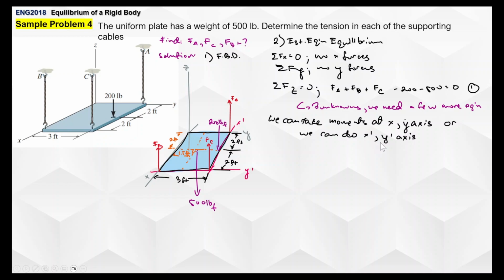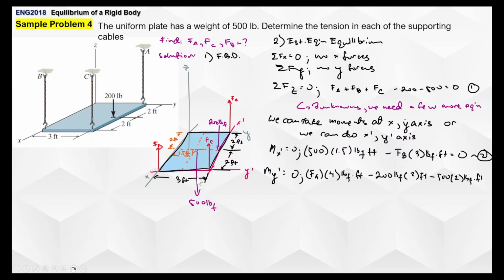Okay, so if we do the x and y prime axis, the summation of moment across x prime, you eliminate 200, FA and FC, leaving only the 500 pound force counterclockwise, so that's 1.5 pound force feet, minus clockwise force B times 3 equals 0. That'll be your equation 2. See, that's a lot faster then.